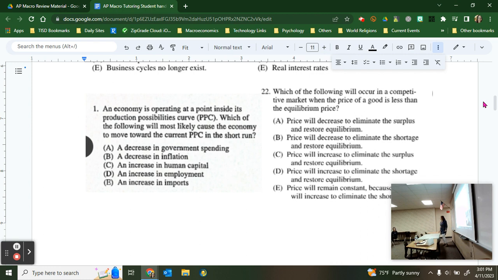We want to be in equilibrium. At equilibrium, everything is balanced and we're right as rain. So what will prices have to do to get back to equilibrium? They'll have to increase. So you can get rid of prices will decrease, and prices will remain constant. They want to go back to equilibrium. The question is, does this low price create a shortage or a surplus?